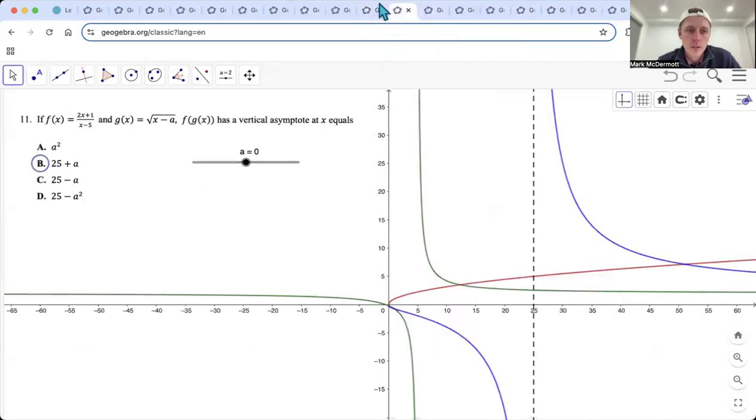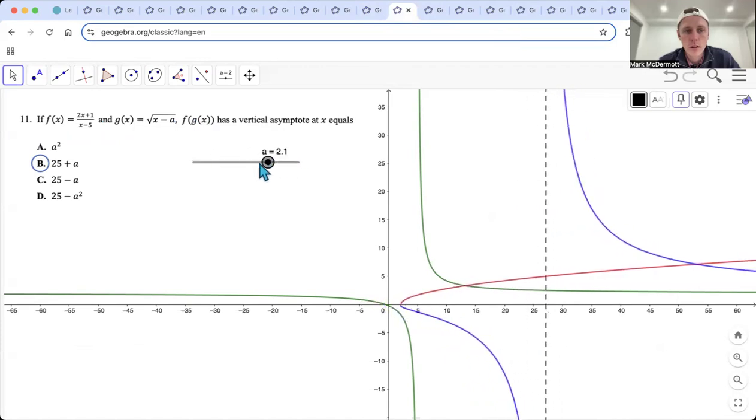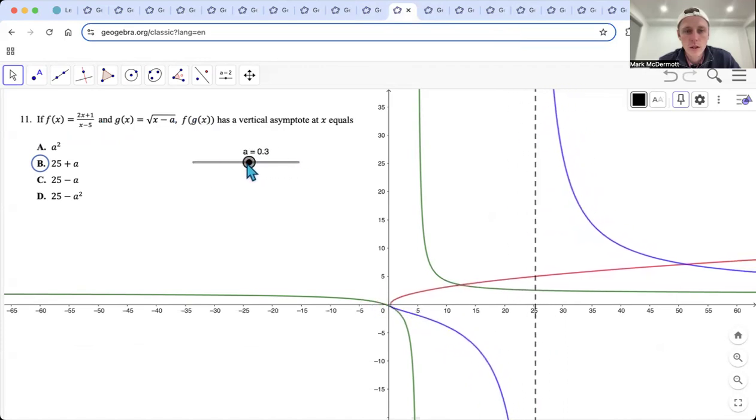Okay, next one's going to be a bit tricky, I think. If f of x equals (2x plus 1) over (x minus 5) and g of x equals the square root of (x minus a), f of g of x has a vertical asymptote at x equals... Okay, here are the graphs. Let's just have a play around. The blue line is f of g of x. You'll notice if a is 0, we get a vertical asymptote at 25.